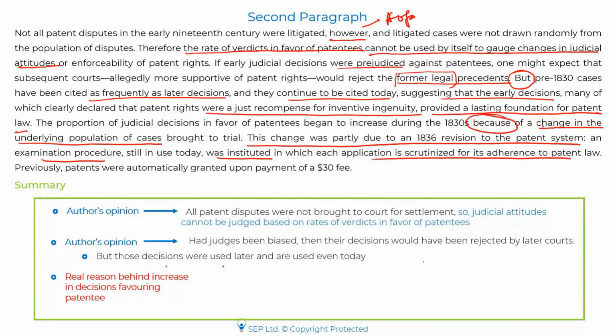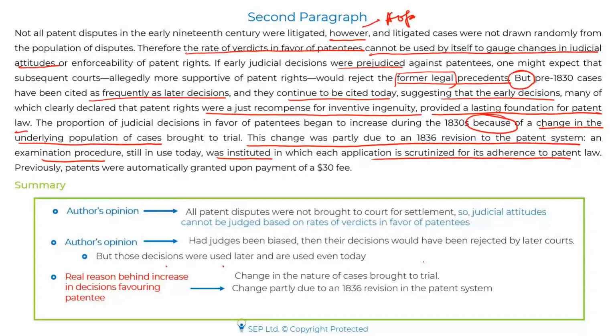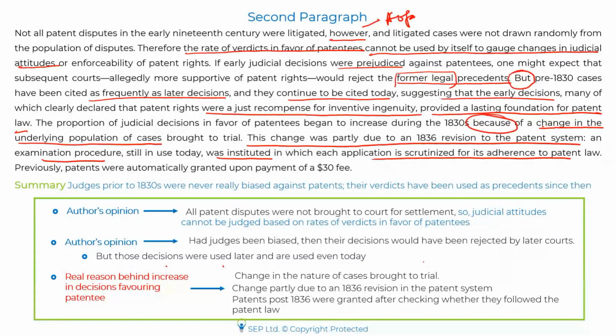Earlier, the patents were automatically granted by just paying a $30 fee. So earlier, the patents were not scrutinized. In 1836, a revision was made, and after that, these applications began to be scrutinized. And that is the real reason the author is citing behind the increase in the verdicts in favor of the patentees. So the summary is, judges prior to the 1830s were never really biased against the patents. Their verdicts have been used as precedents since then. All right.